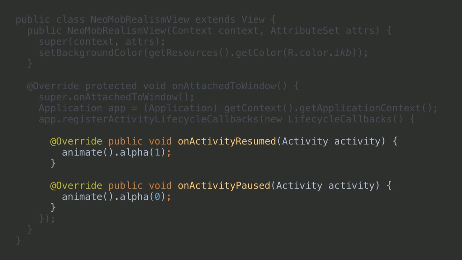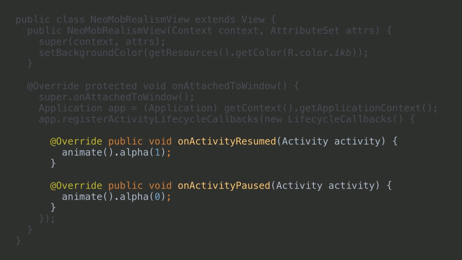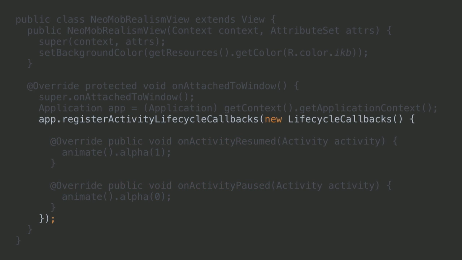and it changes the alpha from 1 to 0 and 0 to 1 when the activity is paused and resumed, i.e. when the app is focused or not. So that's what you saw here. The view is focused and unfocused, and the color changes. So that's cool. If you're an Android developer, you have seen this. You immediately saw that something's wrong.